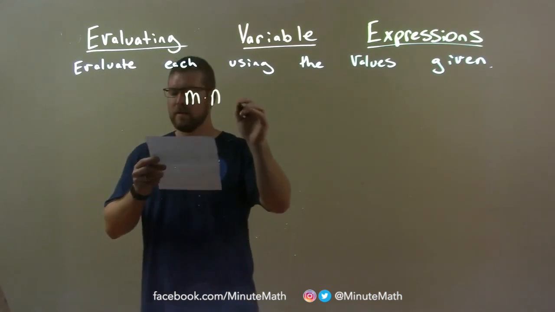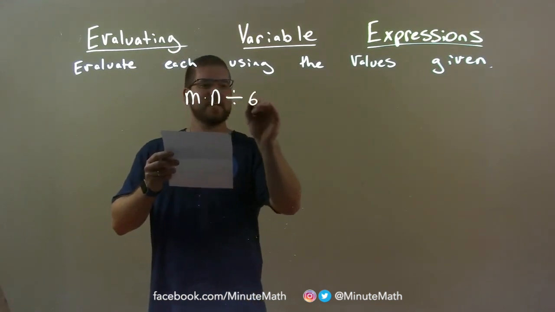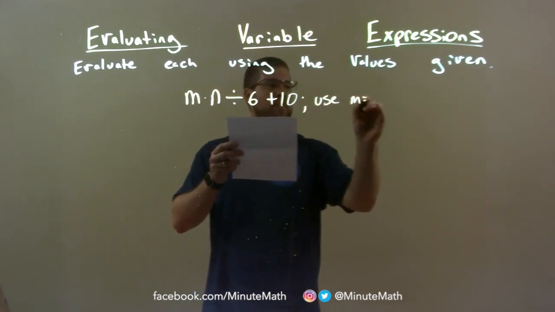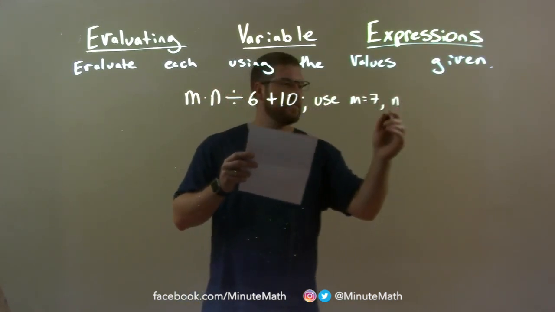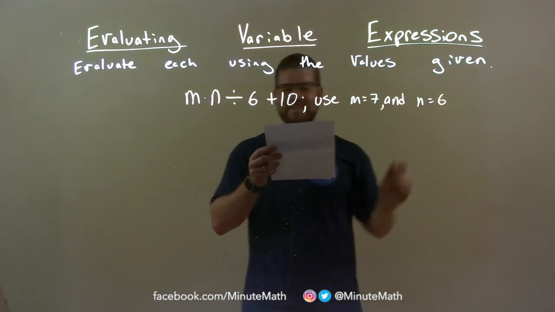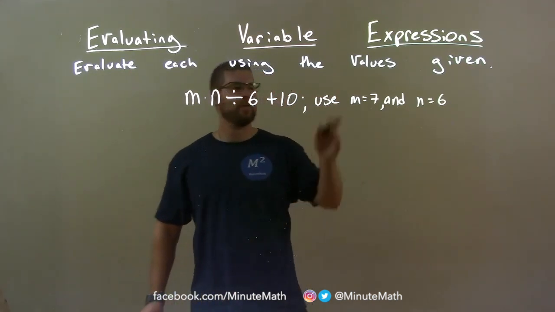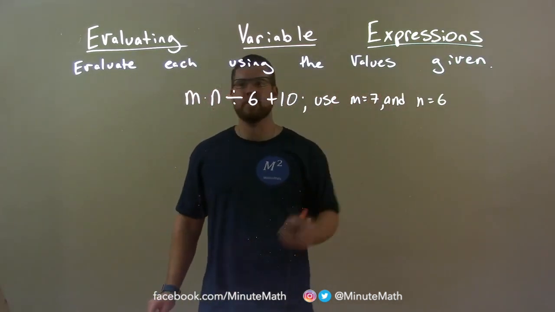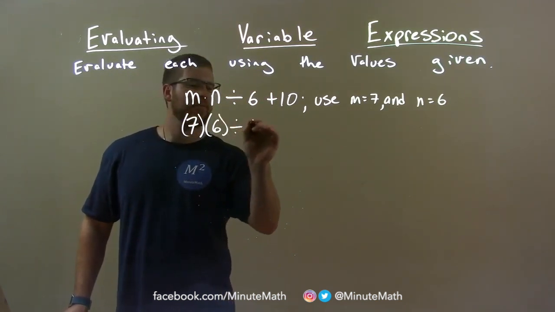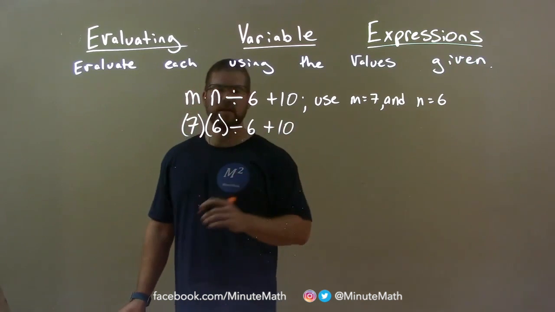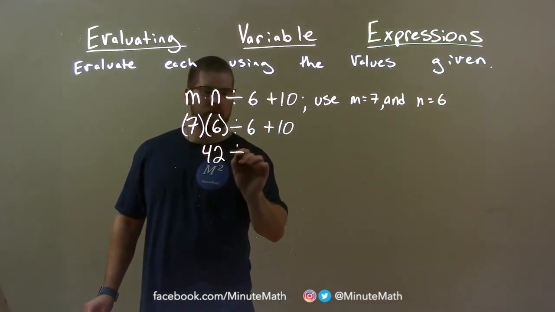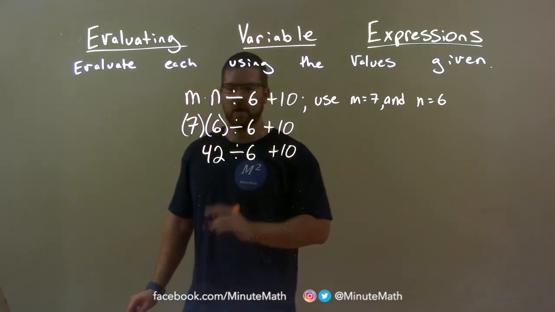M times n divided by 6 plus 10. And we're going to use m to be 7 and, luckily with the letters, n is 6. All right, first step, substitute m for 7, n for 6. So m is 7, n is 6, and bring down the rest. Now we just simplify. Well, 7 times 6 is 42, and bring down the rest.